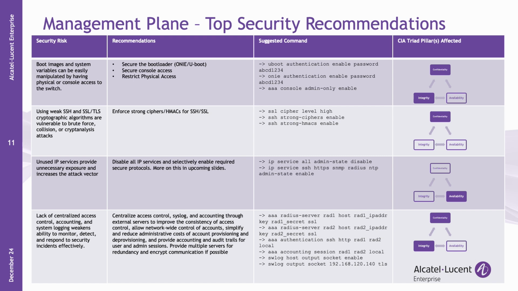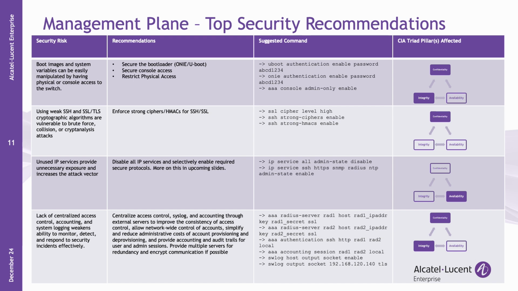As a recommendation, first, we need to restrict physical access. It's recommended that critical switches be housed in locked rooms with limited access. Second, we need to secure the console access to the switch, which can be done by restricting all users except the user admin from accessing the switch through the secure console session. Third, we need to secure the bootloader. Depending on the OmniSwitch platform, it may use the ONIE or the U-boot bootloader. We can authenticate access to the bootloader with a complex password.